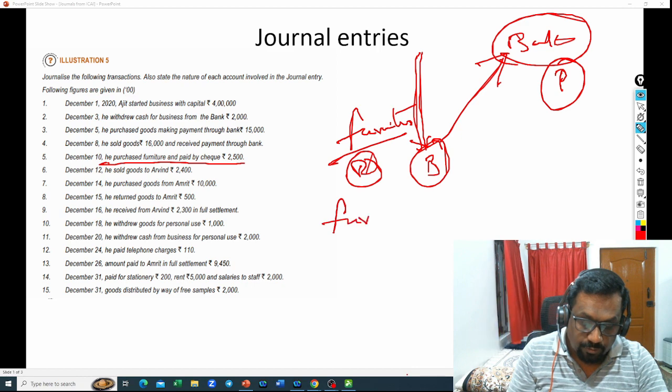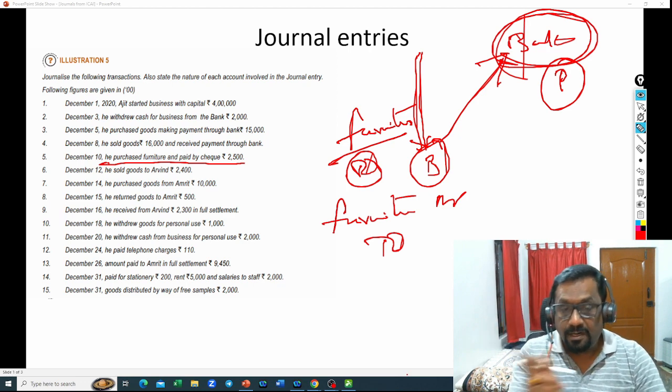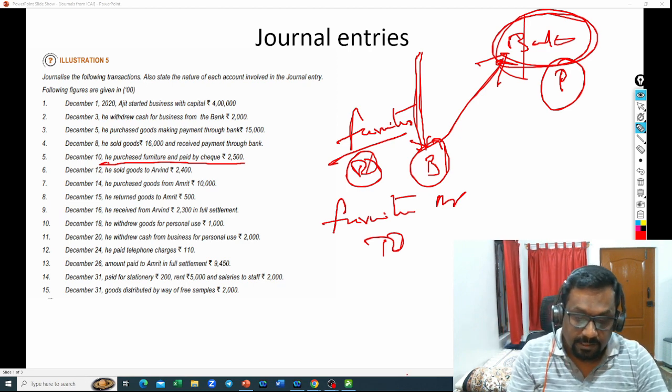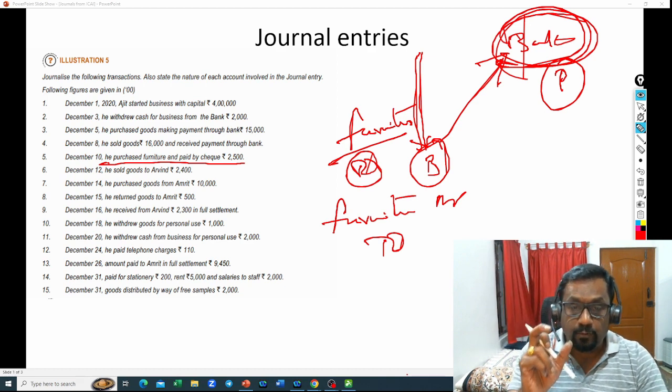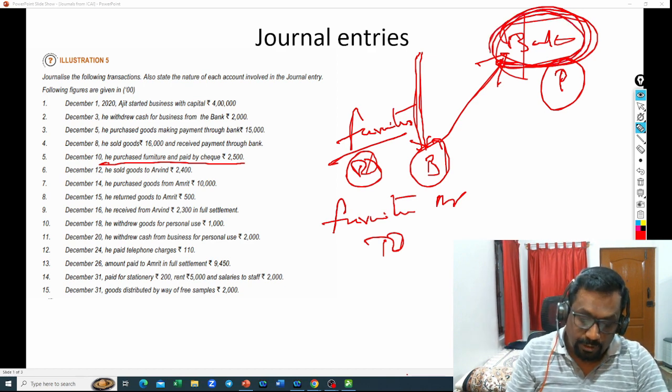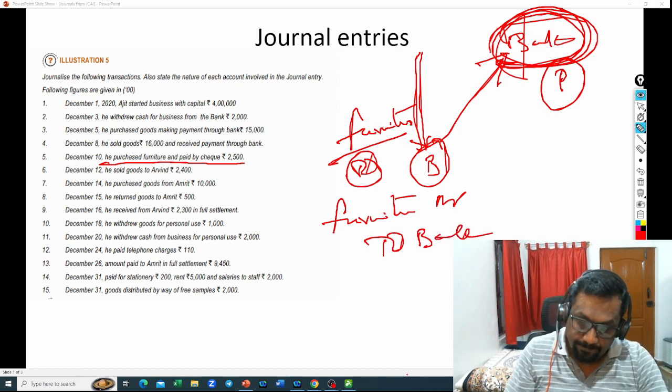So what you are supposed to do: furniture account debit, and bank account is the giver, personal account. Debit the receiver, credit the giver. The bank paid that amount to the one who sold the furniture, right? So you need to credit bank account. Clear? This is the entry.